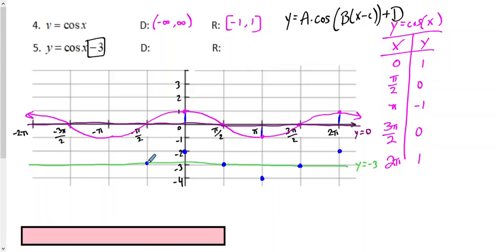And we can continue this pattern as long as we need to in order to get the full picture of this new transformed cosine. And I'll try to make it looking pretty, but it really does not have to look pretty. It's just got to be labeled correctly. Okay, so there's our new curve, y equals cosine of x minus 3.